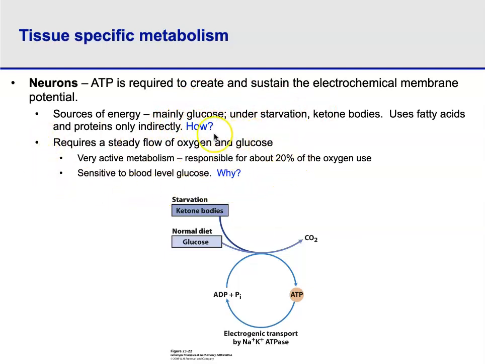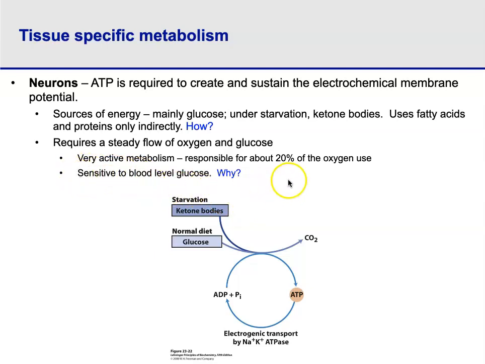Now, why do they require a steady flow of oxygen and glucose? Well, even though they do have a very active metabolism, it has been estimated that the neurons use about 20% of the oxygen we receive. Why is that? Well, because of this heavy need of ATP and the massive use of glucose and ketone bodies being burned for energy, the only way to generate the needed ATP is if we have a steady supply of oxygen. If you don't have a steady supply of oxygen, you're not going to be able to generate a sufficient amount of ATP that is needed for the function of the brain.